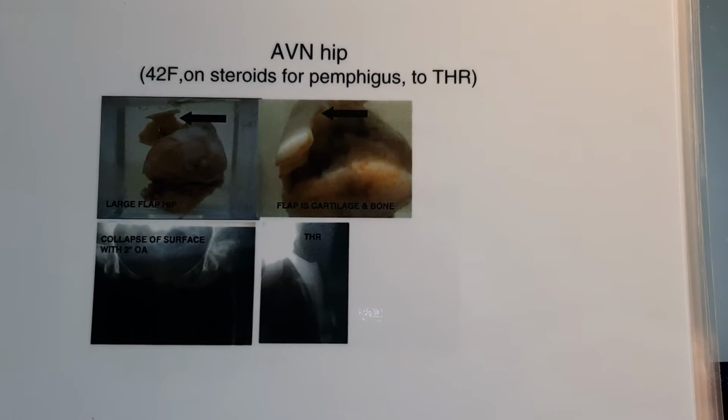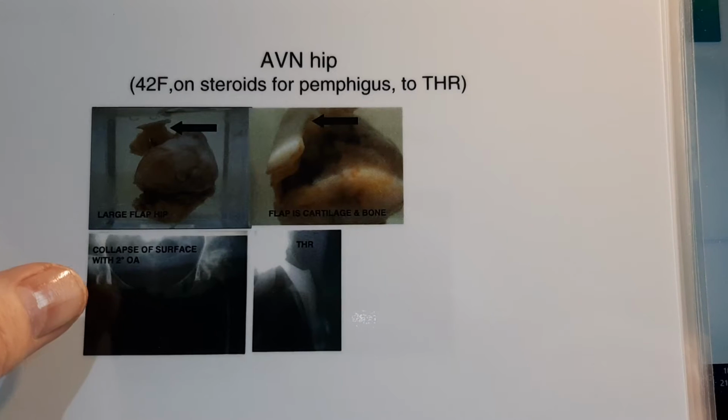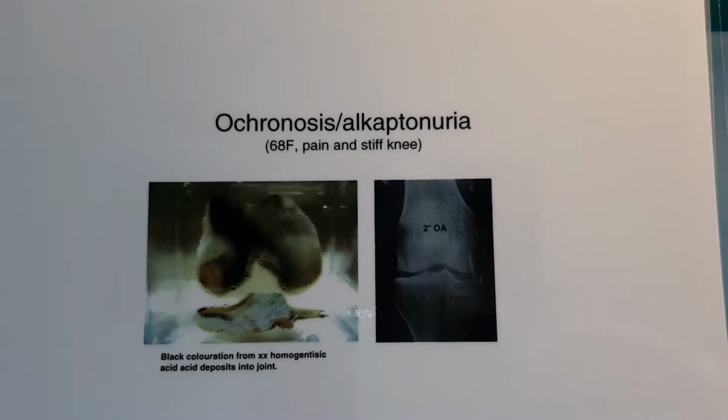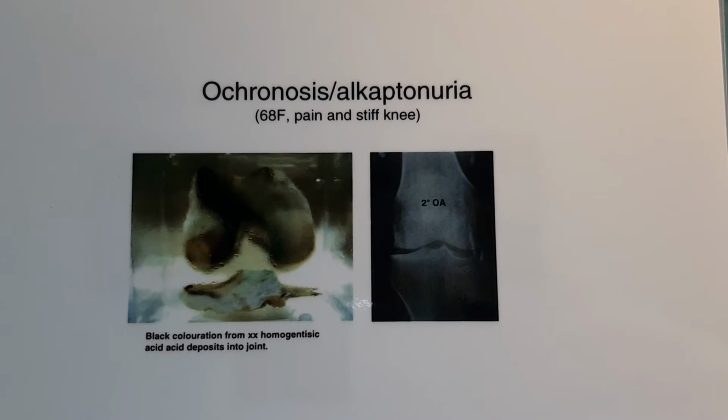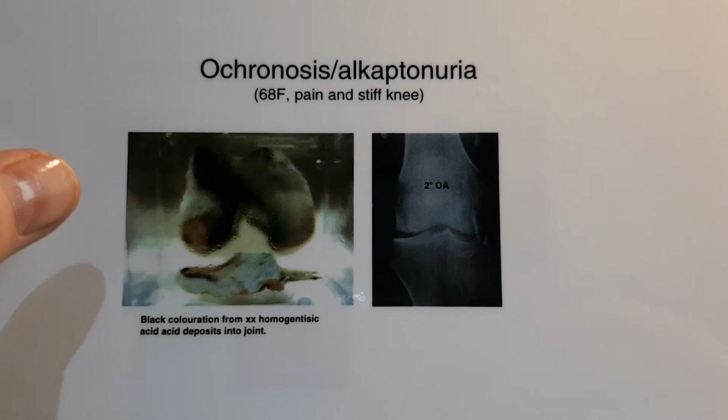AVN, this is quite a common condition still. You can see the causes here of steroids. See the changes in the femoral head? Ochronosis is an unusual one. See the black pigmentation of the cartilage? Quite unusual.